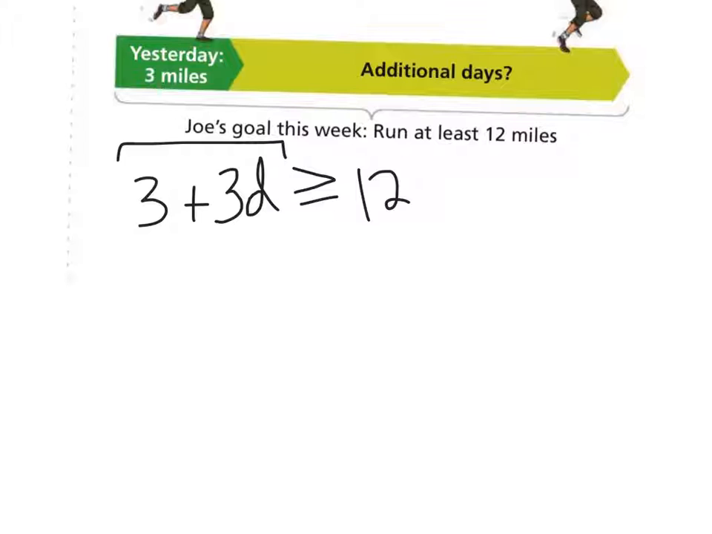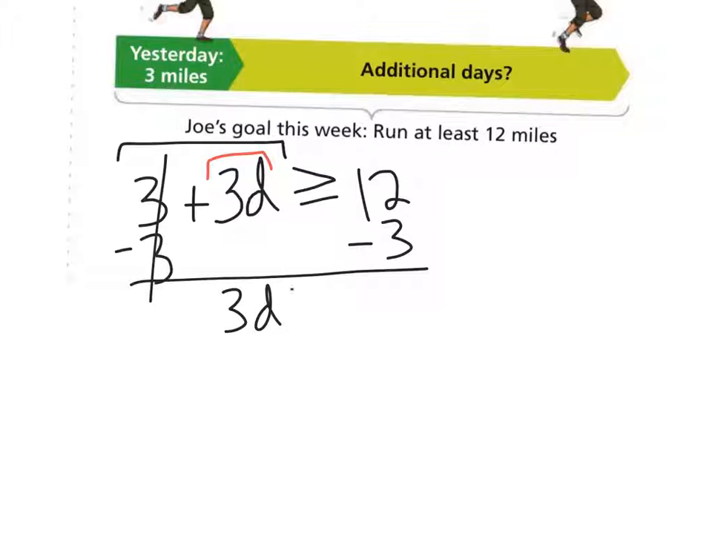So our next step here for solving this, we're trying to get our variable term by itself. They're adding 3, so we can subtract 3 on both sides. Keeps our inequality balanced the same way it was to begin with. 12 minus 3 is 9.